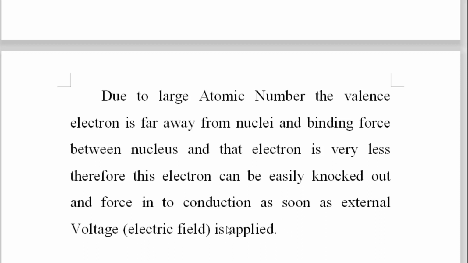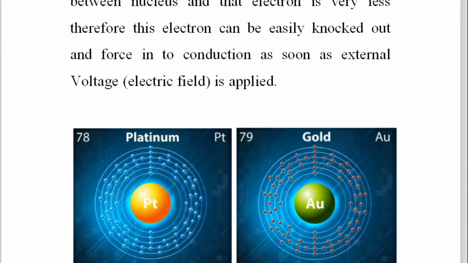And in this way, why are metals called very good conductors? Because in case of metals, the valence electron is far away from the nuclei, and it is very easy to detach that electron. It is very easy to knock out or detach the electron from the valence band and force it into the conduction band. So now let us see some examples.